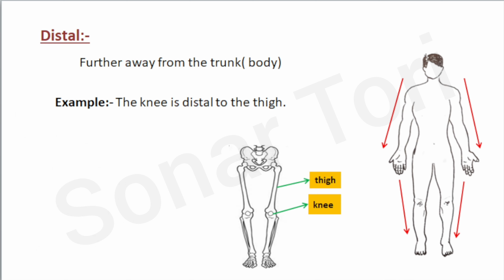The opposite of the proximal is distal. So any organ or body part that is present further away from the trunk or body is called distal. For example, the knee is distal to the thigh. See this figure that this is the thigh and this is the knee. And the knee is at more distance from the body as compared to the thigh. So that's why we can say that the knee is distal to the thigh.